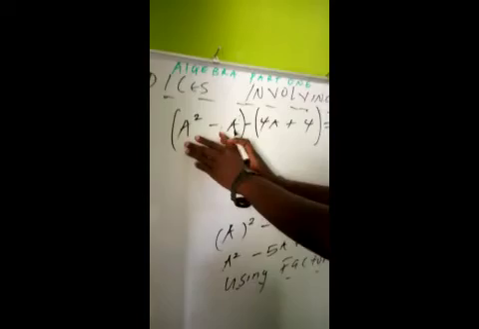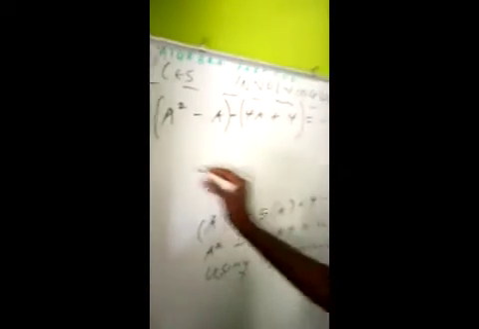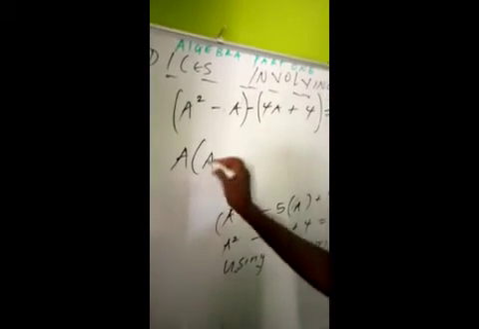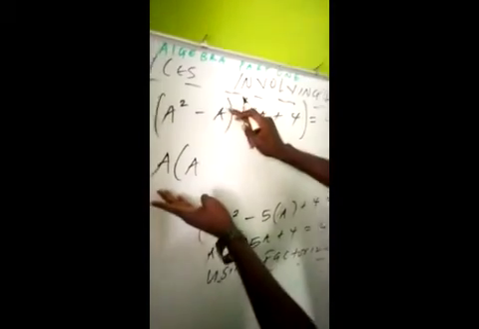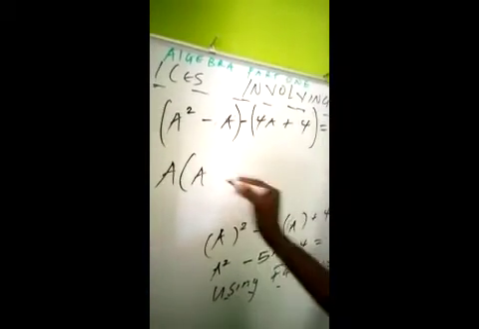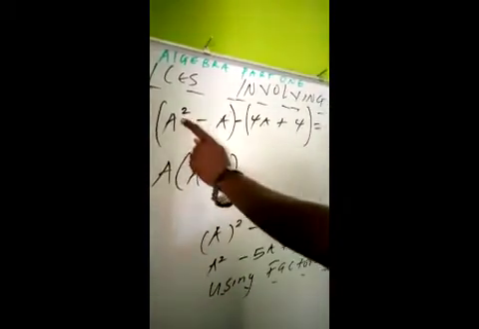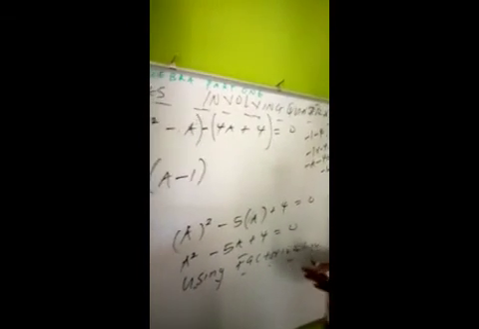Then let me factorize now. The highest common letter here is A, so I'll bring A. Remember, A represents our Agams. If I say A times A is A square, then I simply say A divided by A is 1. So I have 1, because A times A square, A times minus 1 minus A is correct. Thus the equation is balanced.